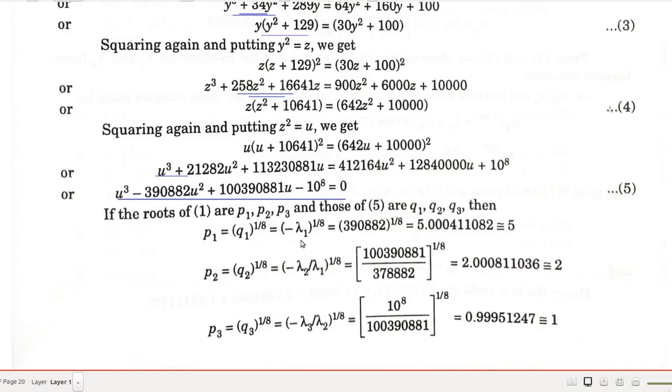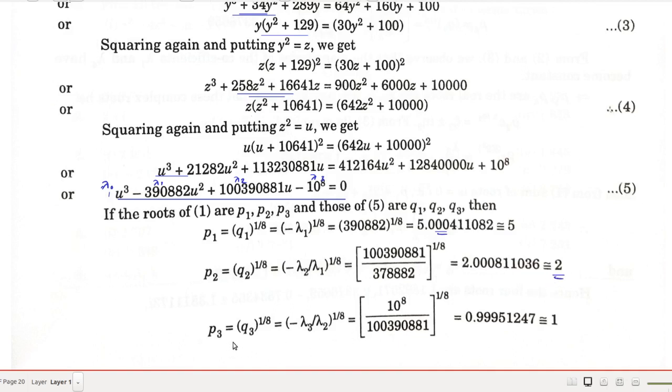that minus lambda 1 by lambda naught, where lambda naught is 1 here, raised to 1 by 8, so that is equal to 39088 raised to 1 by 8, so that is this one, approximately 5. Now I will get P2, that is obtained by minus of this divided by this, that will be minus lambda 2 divided by lambda 1. This is 1, that is lambda naught, this is lambda 1, this is lambda 2, and this is lambda 3. So using minus lambda 2 by lambda 1 whole raised to 1 by 8, that will be this one, that is approximately 2.